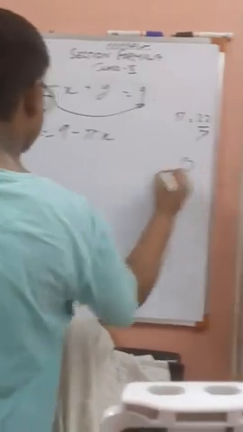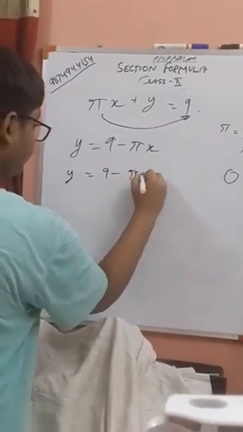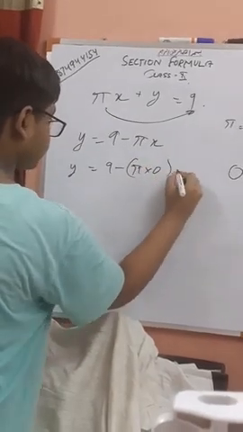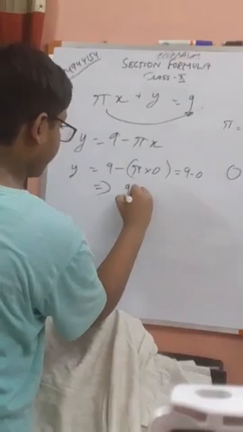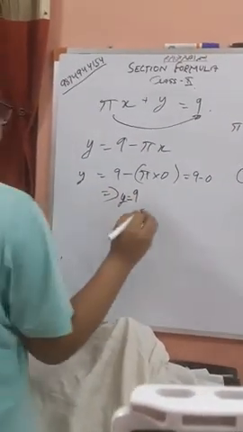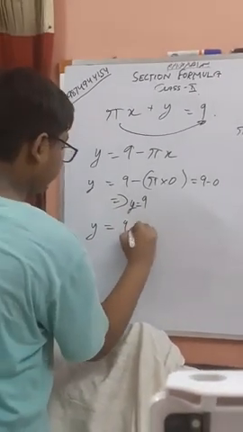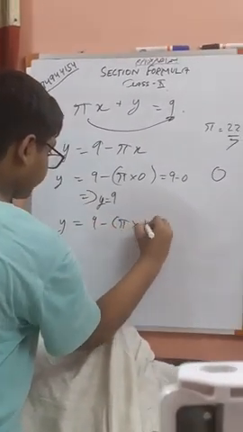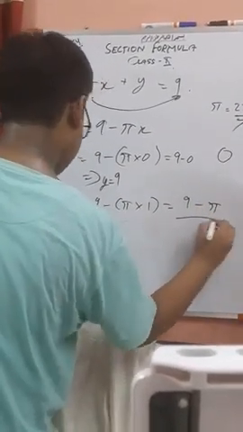X is equal to 0, y is equal to 9 minus pi into 0, which will eventually be 9 minus 0 is equal to 9, y is equal to 9. Now if x is taken as 1, y is equal to 9 minus pi into 1 is equal to 9 minus pi. This is the answer.